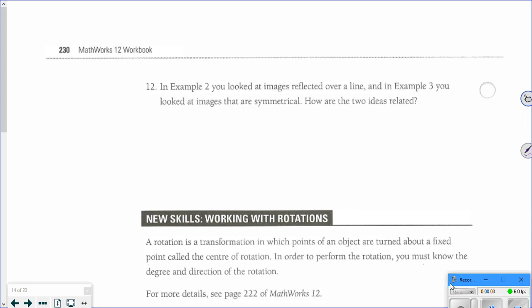Alright guys, so this is going to be section 6.1 part 2. We're going to start with the rotations. So we'll do rotations and then dilations, so the third and fourth types of transformations. This starts where we ended, so on page 230 of your workbook.